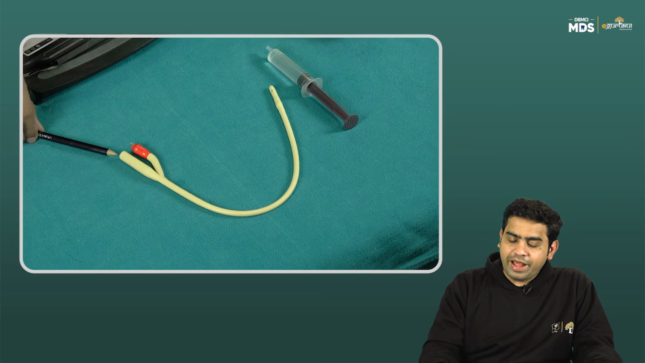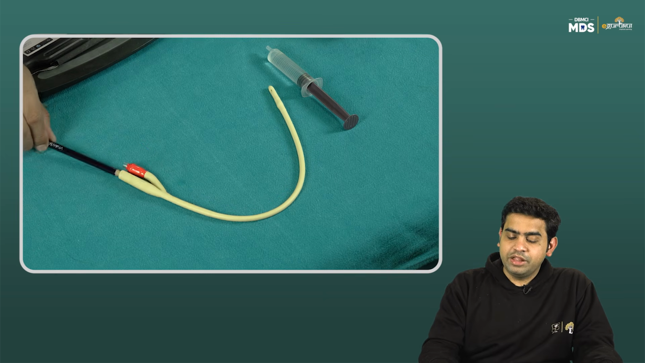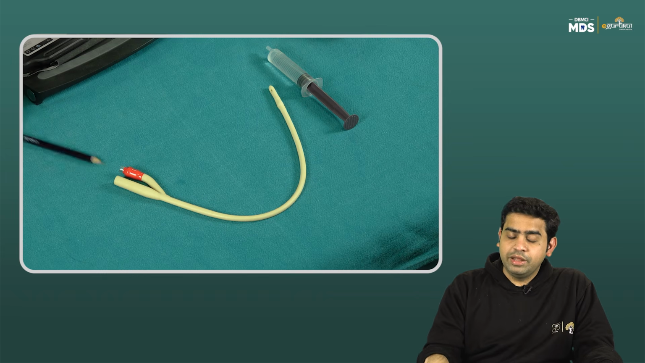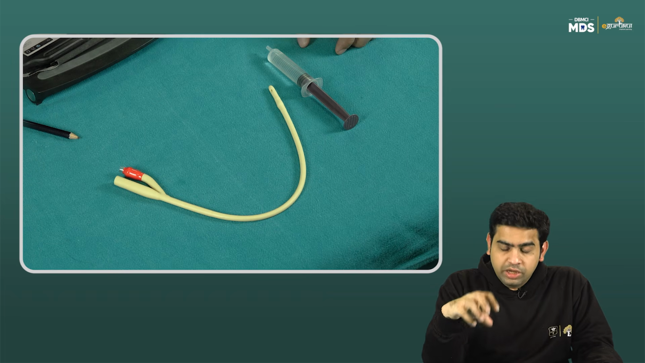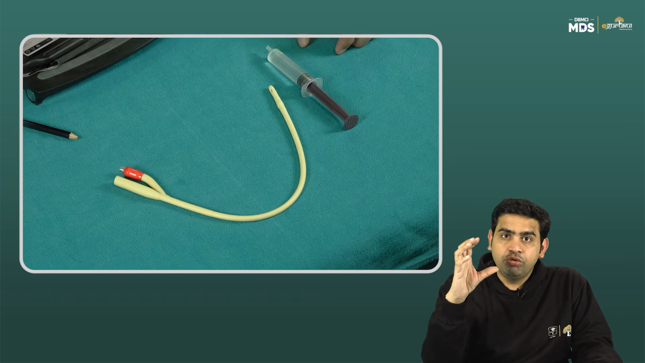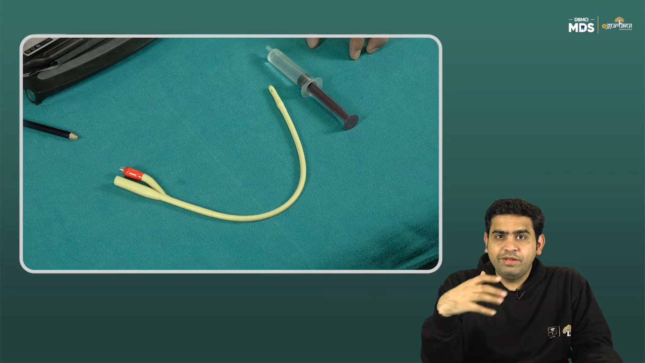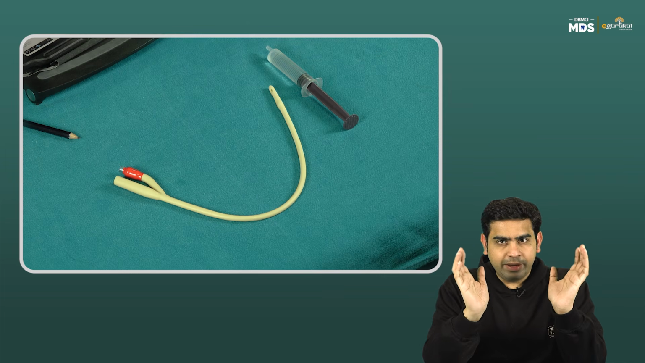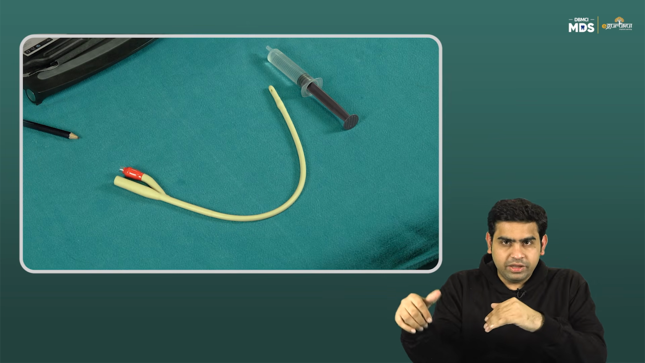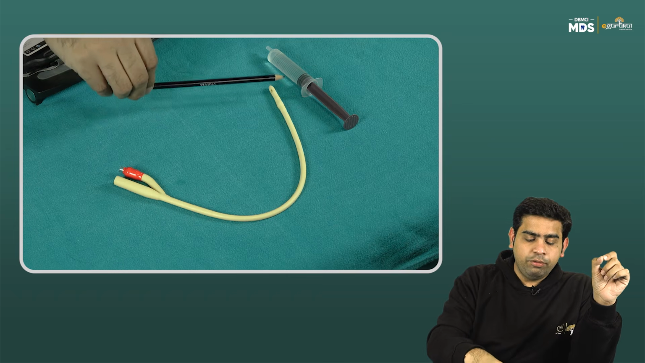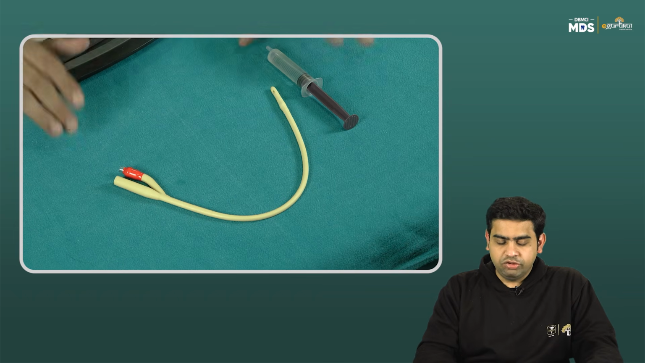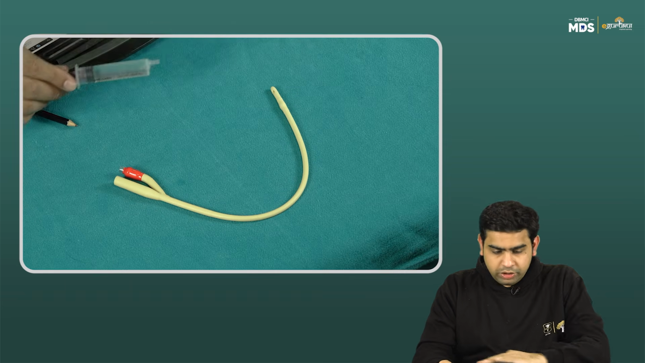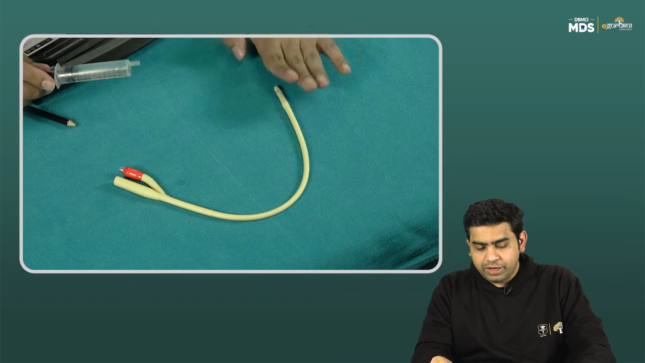And once you have aspirated the urine from this particular channel, now you can inflate the balloon over here. Because if you prematurely inflate the balloon, the balloon will get inflated in the urethra, which will be very, very bad. So you understand that we have a urinary bladder. From the urinary bladder, we have the urethra, and we want the tip of this catheter to reach the urinary bladder. Understood.